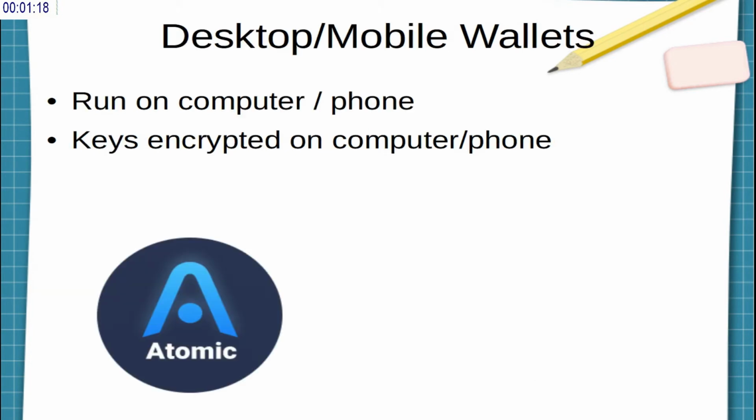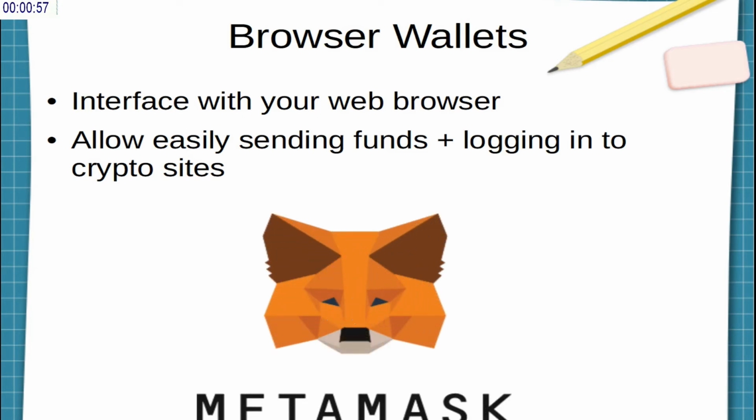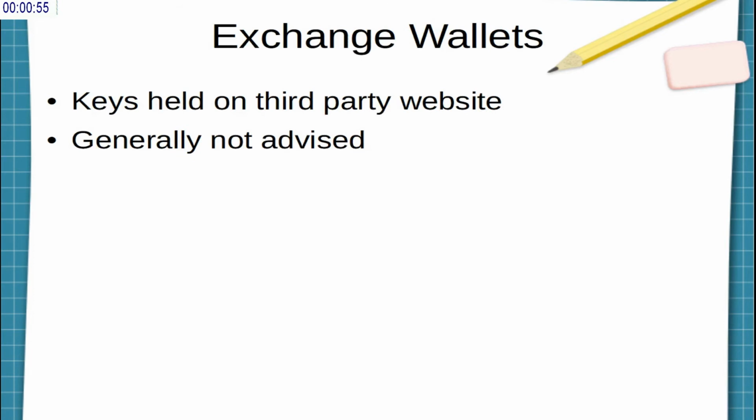Now, desktop and mobile wallets are things that can run on your computer, phone, desktop, or laptop. Your keys remain encrypted on your device, and again, you use software to interact with the blockchain. Browser wallets are somewhat similar to desktop and mobile wallets, except that they are in your browser, and they have the additional advantage of being able to log into cryptocurrency-based websites.